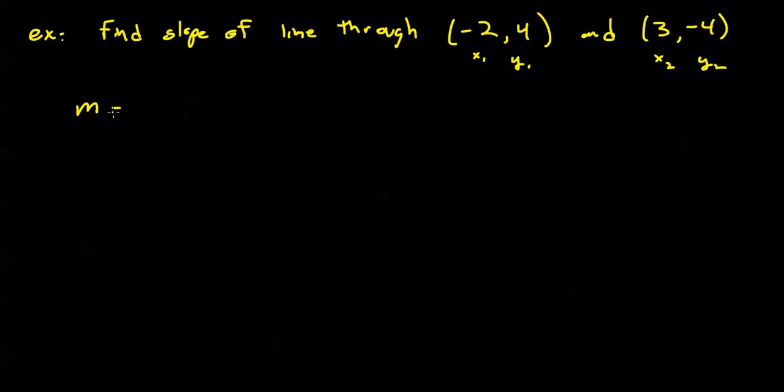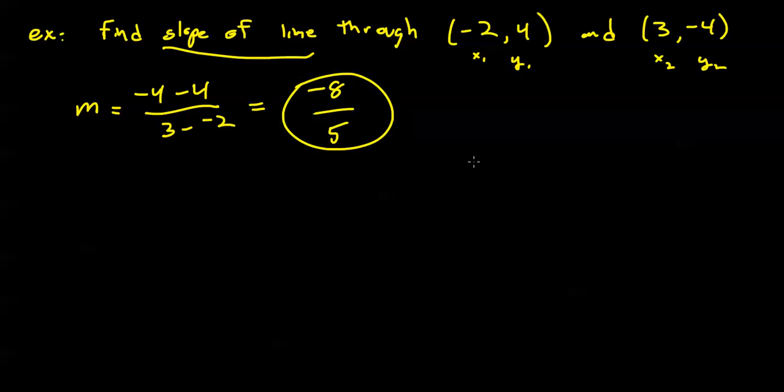I can use my slope formula then, y2 minus y1 over x2 minus x1. Be careful of the signs here. I'll get a minus 8 in the numerator, and 3 minus minus 2 gives me a positive 5 in the denominator. So the slope of this line is minus 8/5.